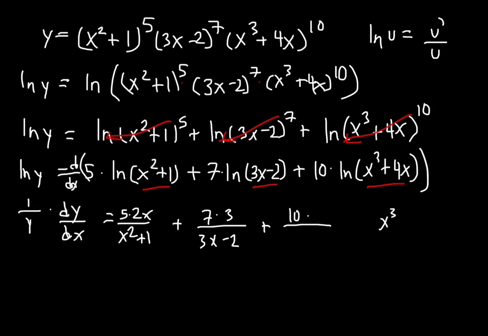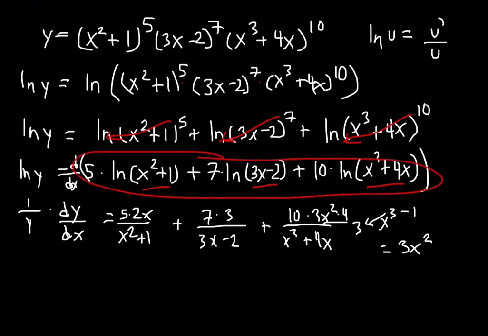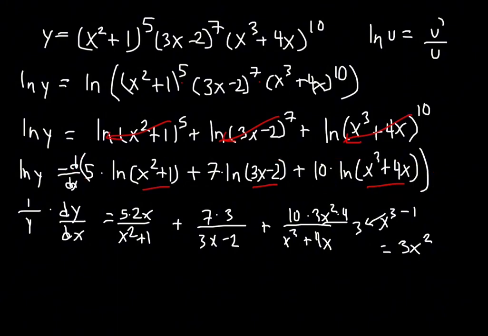the derivative of x cubed using the power rule: subtract 1, bring down the exponent, so this is just 3x squared. So we have 3x squared times the derivative of 4x, which is just 4, and then on the bottom it's simply x cubed plus 4x. So this is the derivative of this whole thing over here. Now we need to isolate for dy dx.